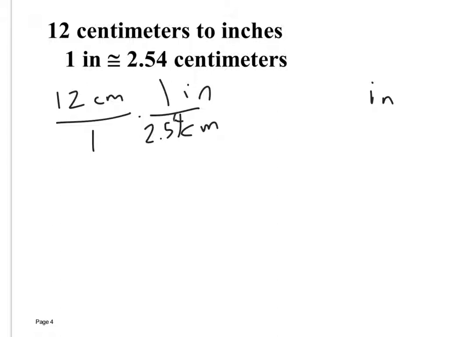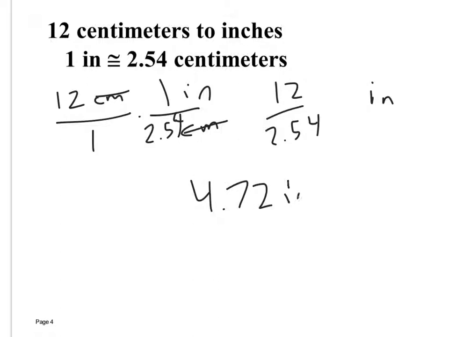Now what I like to do is write the units first and then write the numbers. So I've got everything I need. Is there anything that cancels? Centimeters. They're on opposite sides of the line, so they cancel each other out. And when I look, the only unit I have left is what? Inches. So now I just need to multiply and divide. So I take 12 times 1, I get 12. 1 times 2.54 is 2.54. So I take 12 divided by 2.54, and when I do that, I get 4.72 inches.